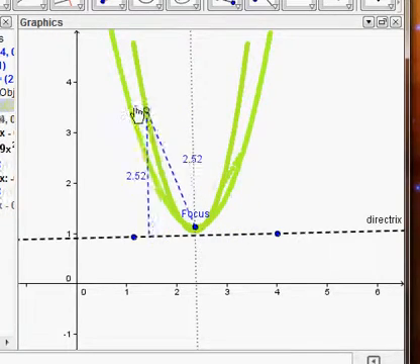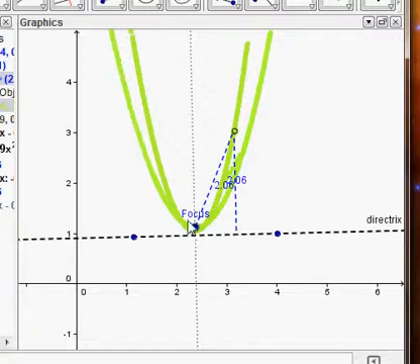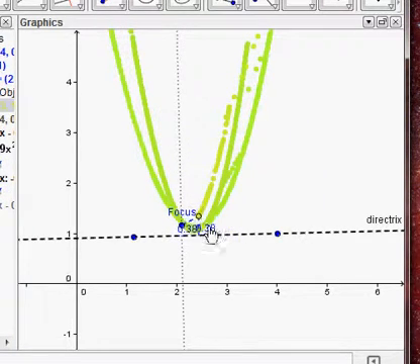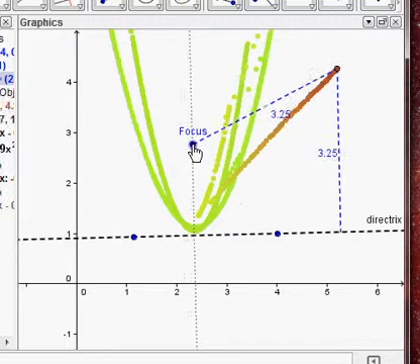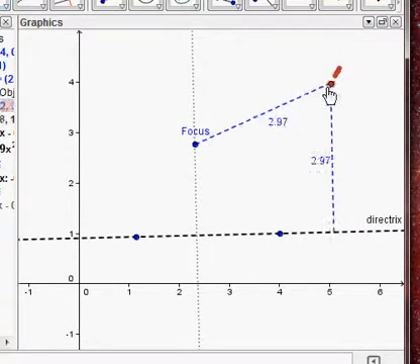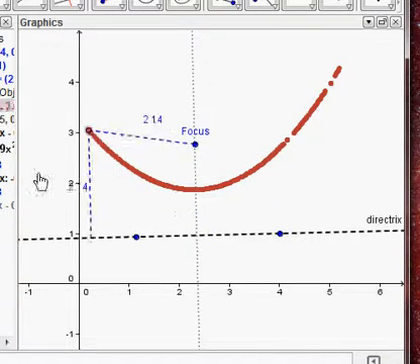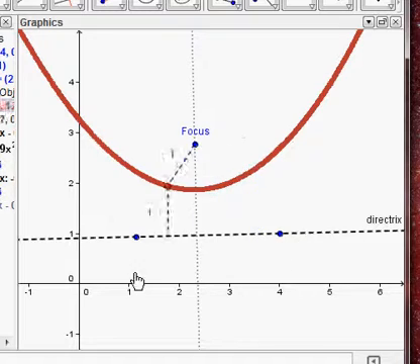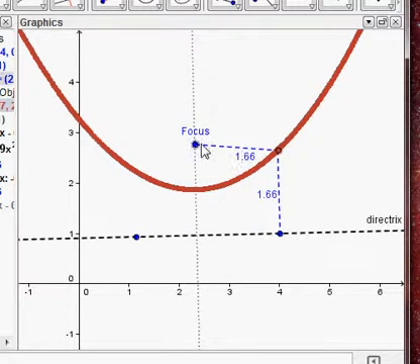If I move the focus back here, if the focus is not close to the line, there we go, it makes a much wider looking parabola. So you can affect how the parabola curves based on the distance between the focus and the directrix. So that's a little bit of a visual representation of what's happening with these parabolas that we're talking about in class.